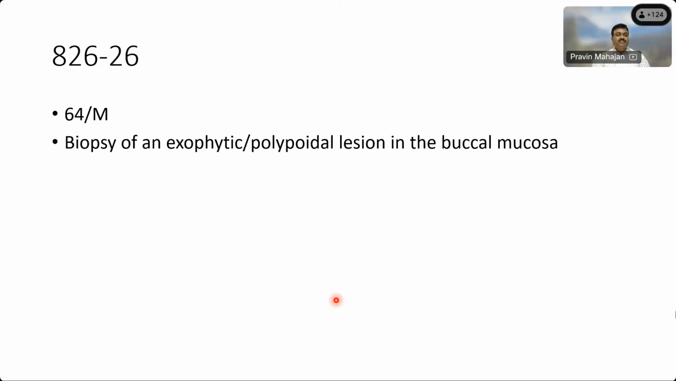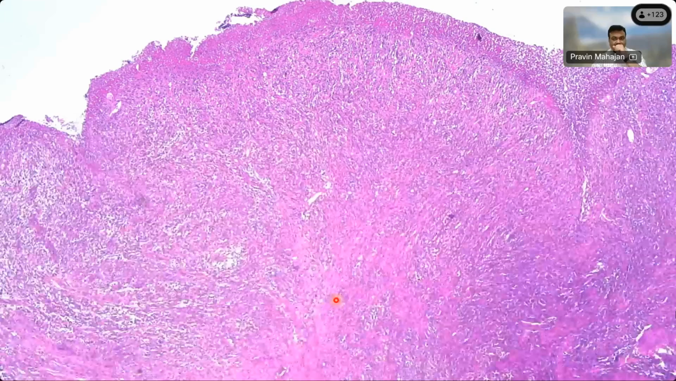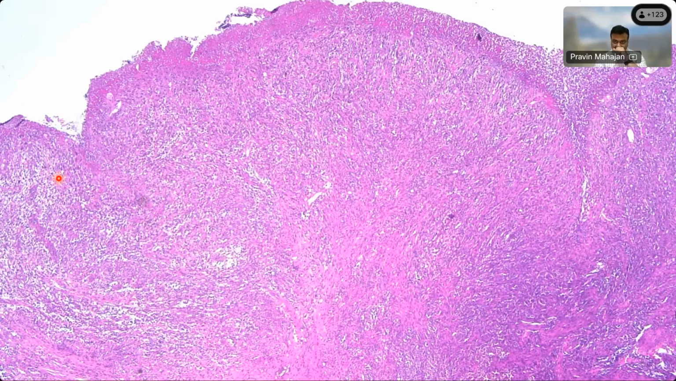So this was a 64-year-old male. Now this is a biopsy from an exophytic polypoidal lesion in the buccal mucosa. Interestingly, this type of tumor most often presents as an exophytic or polypoidal lesion. Again, it looks like the surface epithelium is completely ulcerated here, covered with ulcer slough, with fibrin and degenerating polymorphs and other cells.